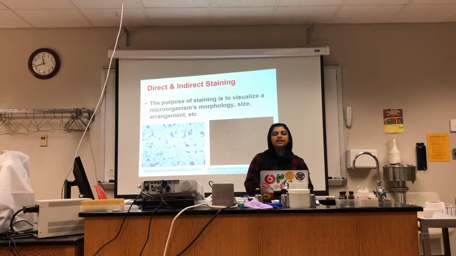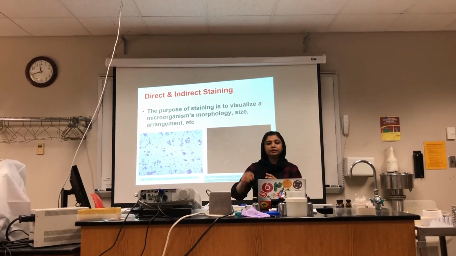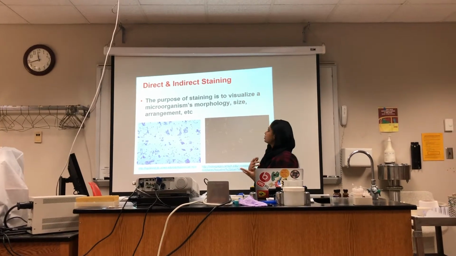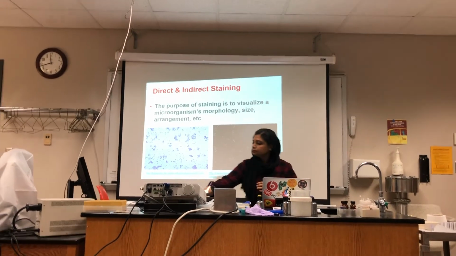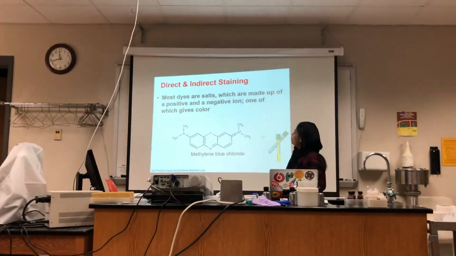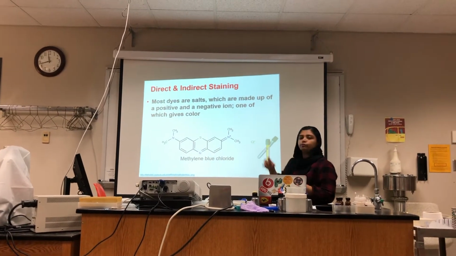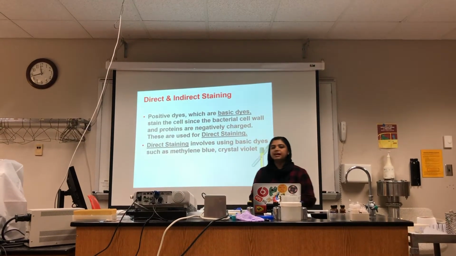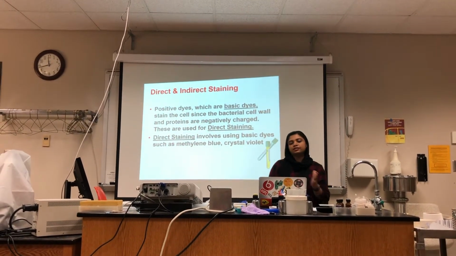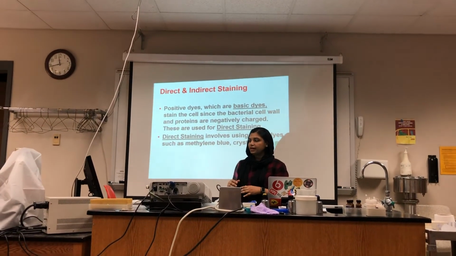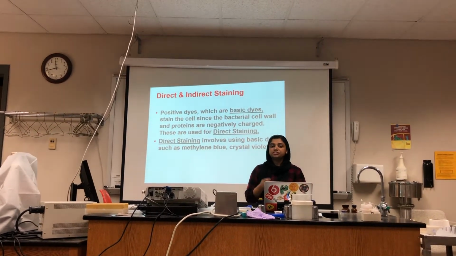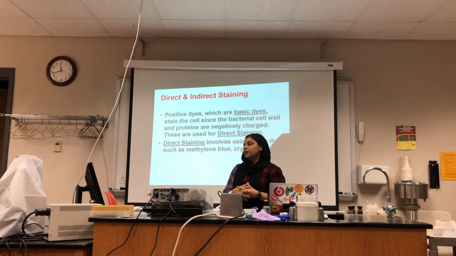Before going into staining, we should know that we are employing dyes to stain the cells. The dyes are usually salts, and they are made up of a positive and negative ion, and one of the ions will be giving you the color. There are two types of dyes, called positive dyes and negative dyes. Positive dyes are basic dyes, which are used to stain the bacterial cell.